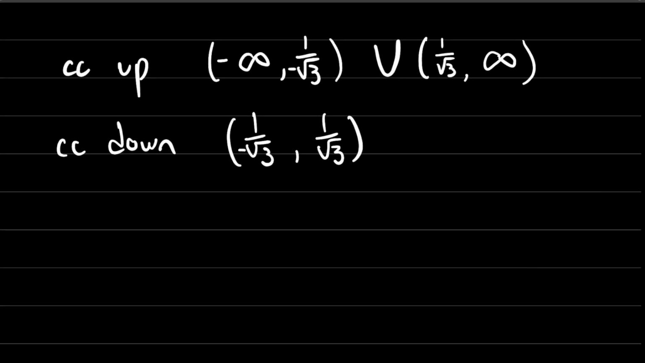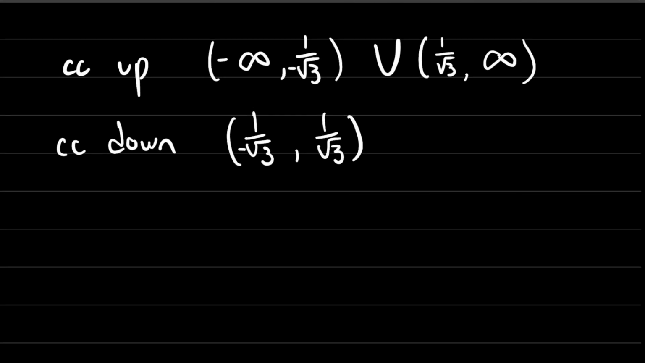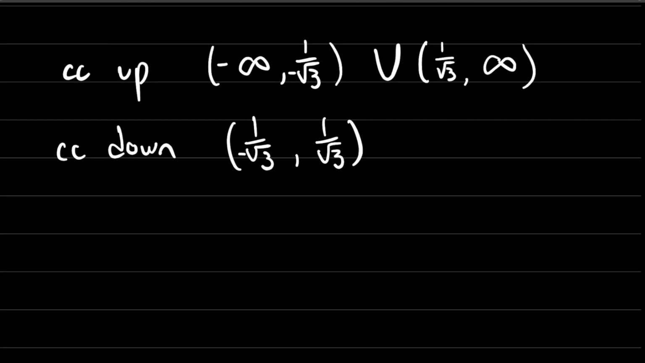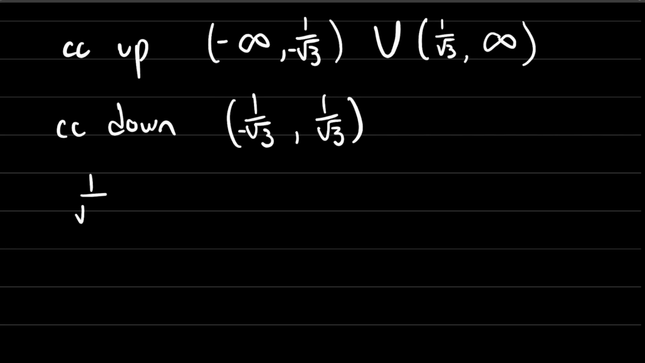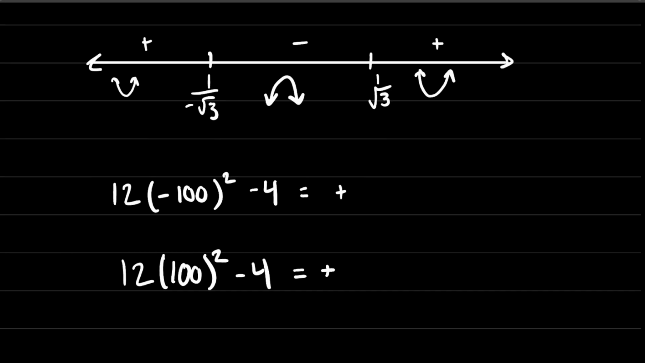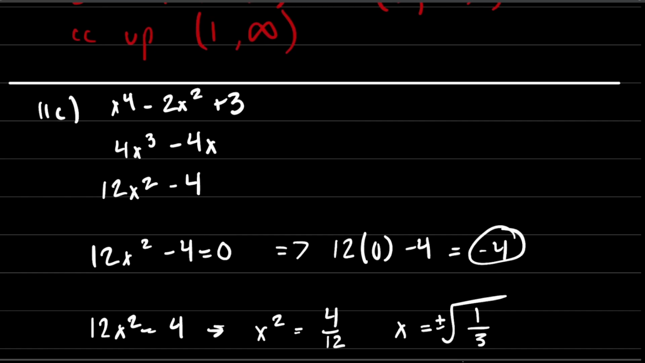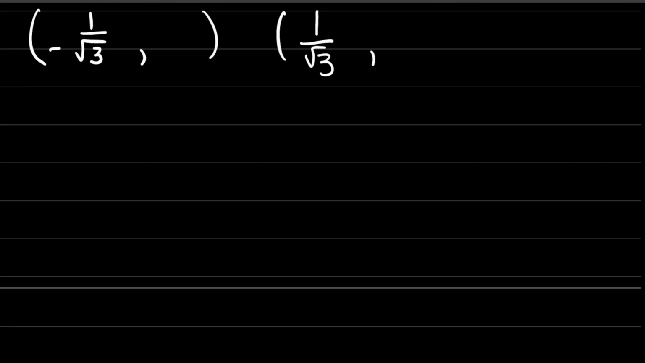And then, if we want to find our exact points of inflection, we know that one x value is going to be 1 over negative root 3, and we know that our other x value is going to be 1 over root 3. So now we can plug those values into this original equation here, which is going to be x to the 4th minus 2x squared plus 3.